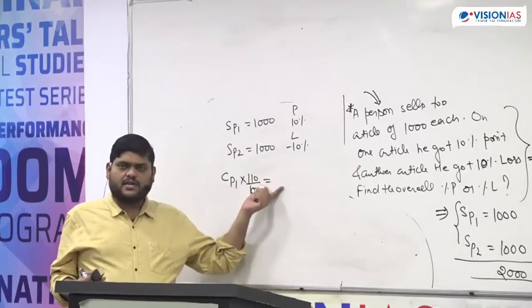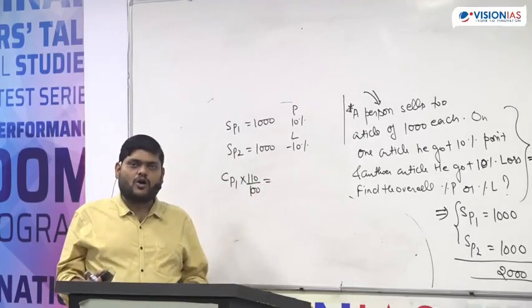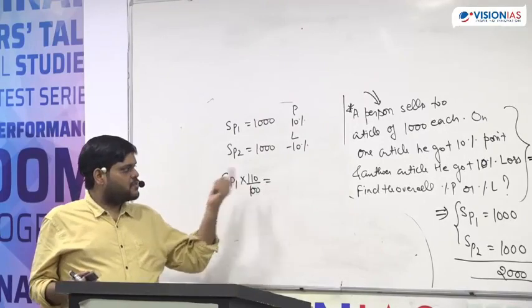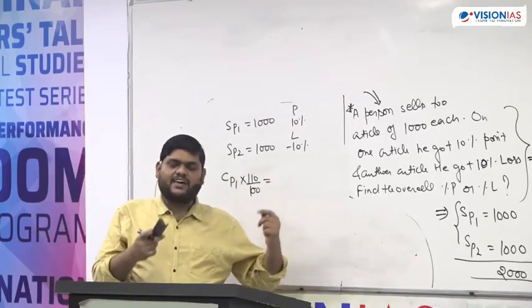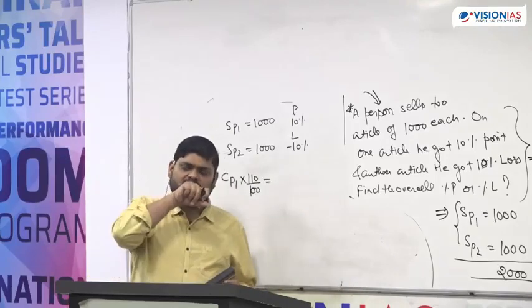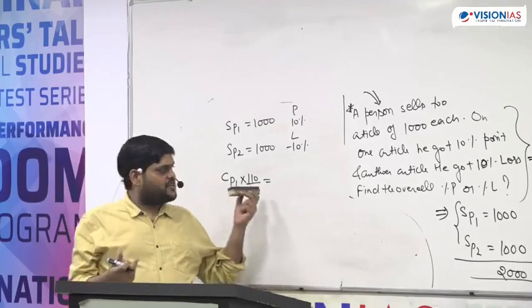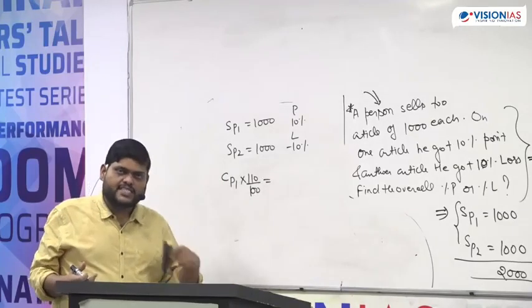Do it once. And still if you are not able to solve, what should be the logical question? The logical question should be, sir, I have found out CP, I have found out SP, I'm not able to understand how to find out the percent of profit or loss. But you guys are asking about the first step itself. So just do it, just try it.